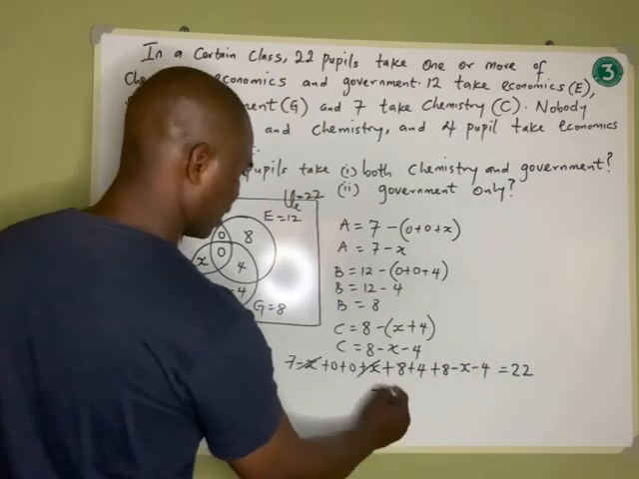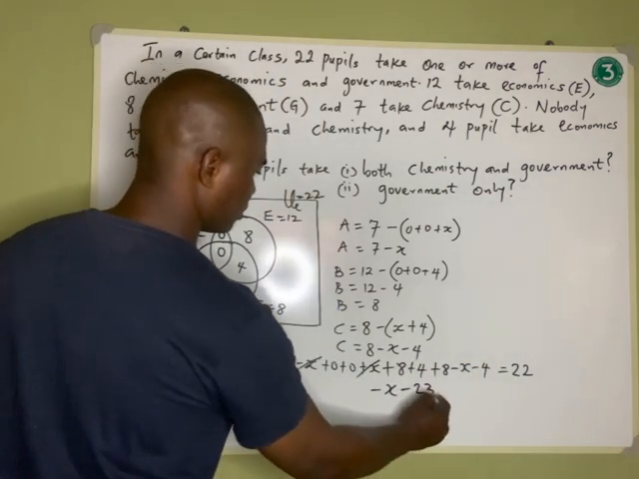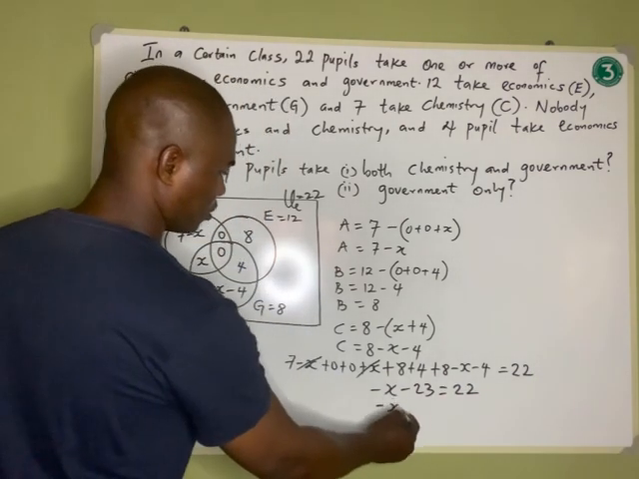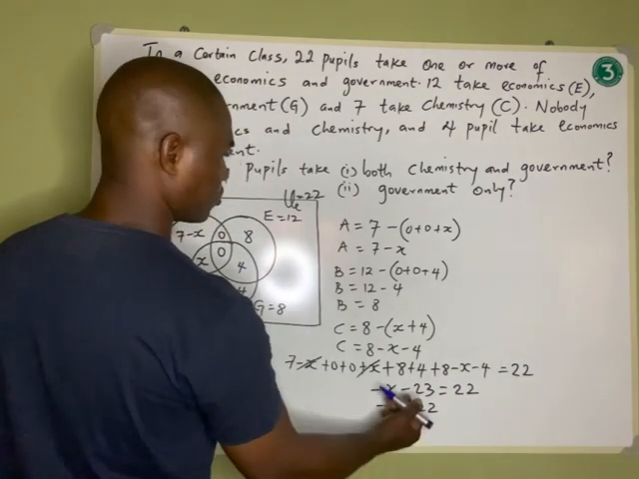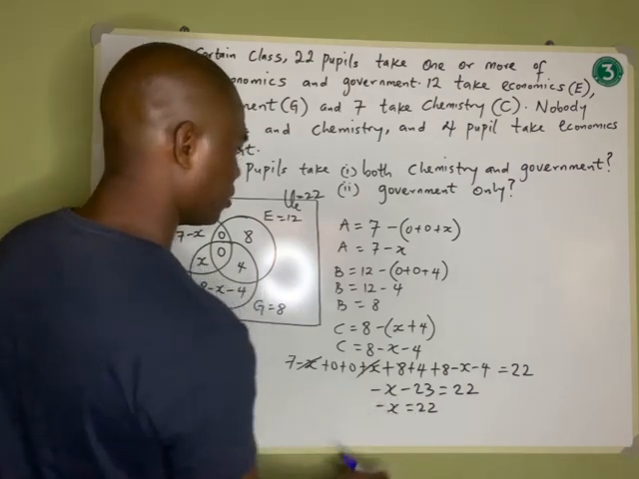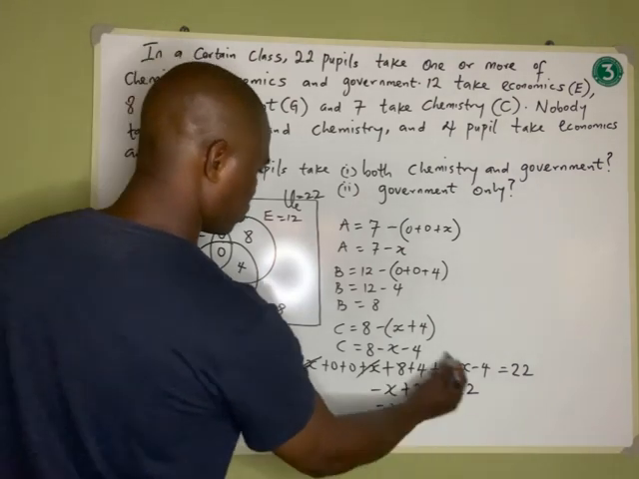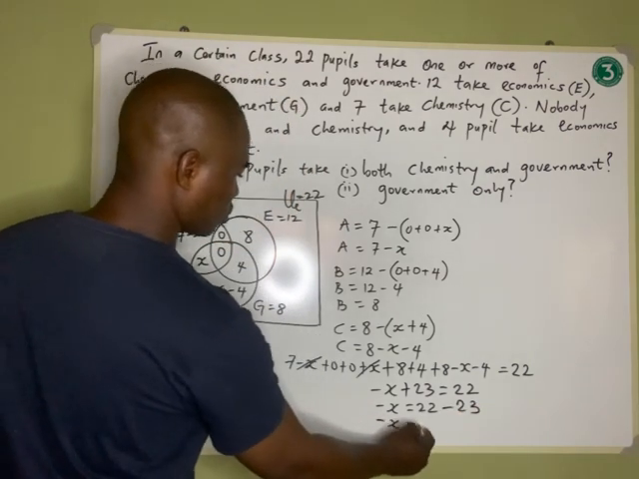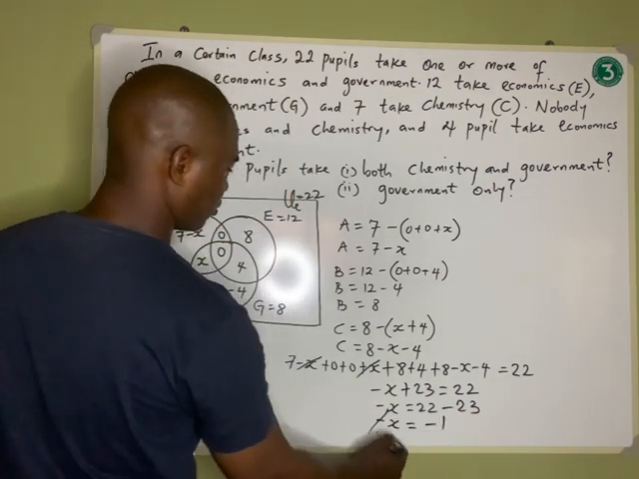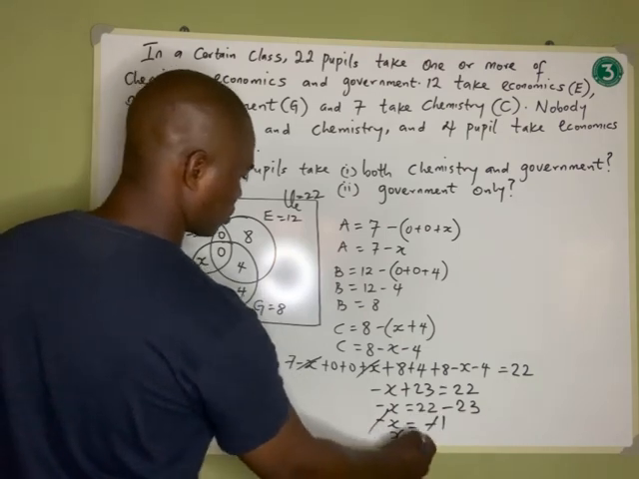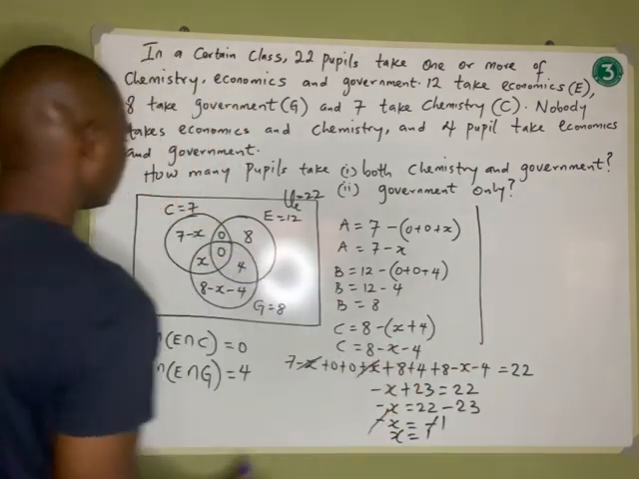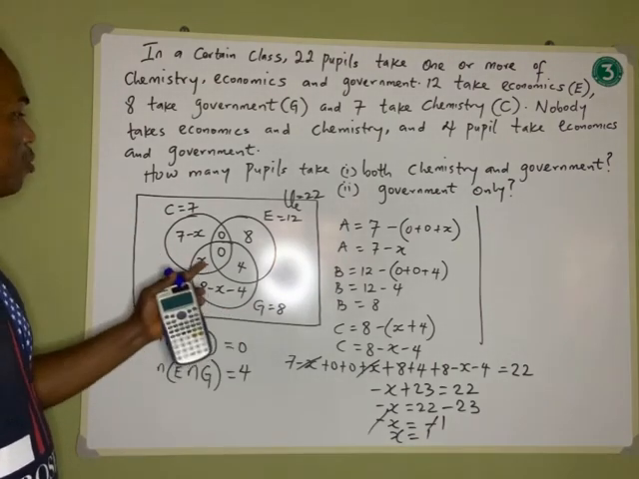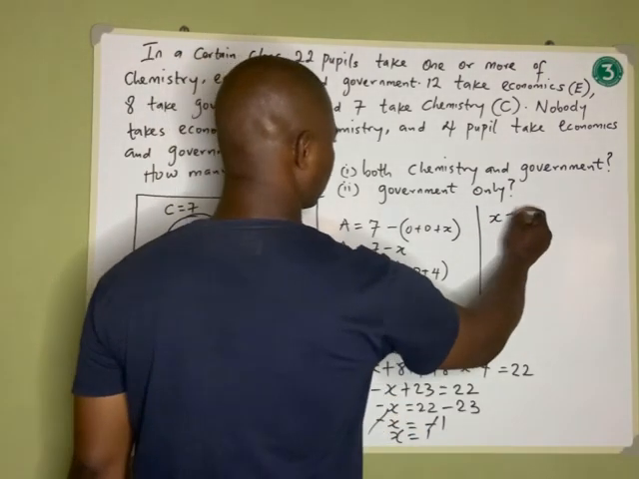Now I will have minus x plus 23 is equal to 22. Yeah, I will have that. Now minus x will be equal to what? 22. Sorry, I need to have minus 22 here. So take this to the other side, we have what? Minus 23. So we have minus x is equal to what? Minus 1. Now, if I divide both sides by minus 1, my x will be equal to 1. So technically, the number of pupils that takes both chemistry and government will be equal to 1. So my x is equal to 1.